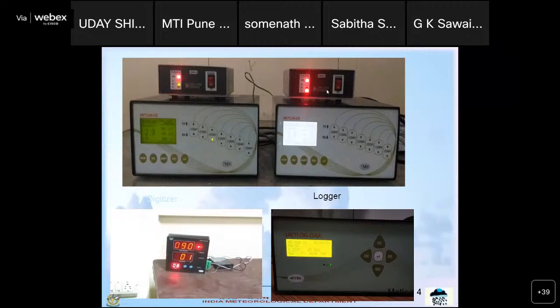This cable modem is used as a receiver, because some 5 to 6 kilometer, 10 kilometer underground cables are there from the runway to the ATC site, so that data should not be lost. That's why the amplification will be there. This cable modem is used to amplify the data, and it will be received at the ATC site. This is the slave display, which shows only wind direction 090 and the wind speed for the ATC room.